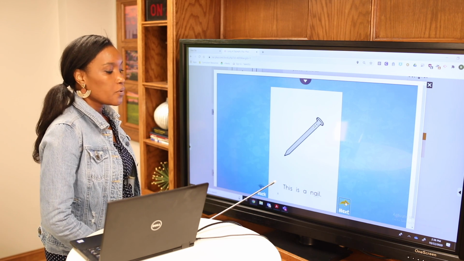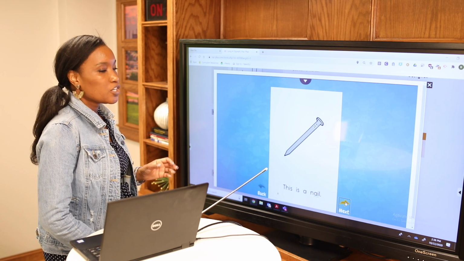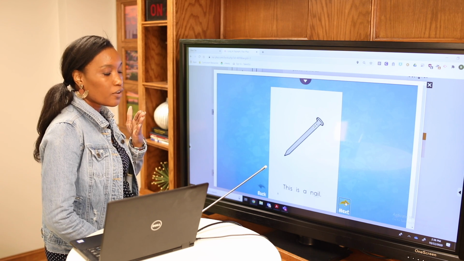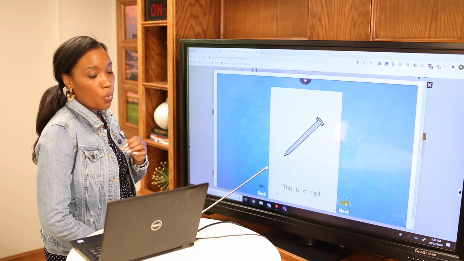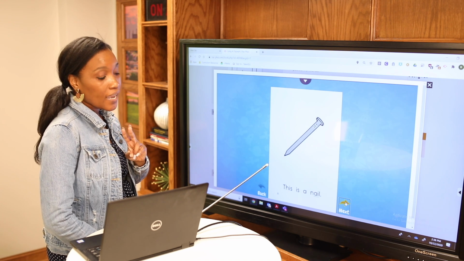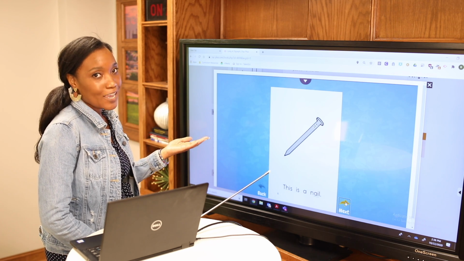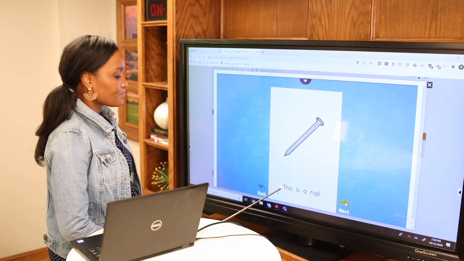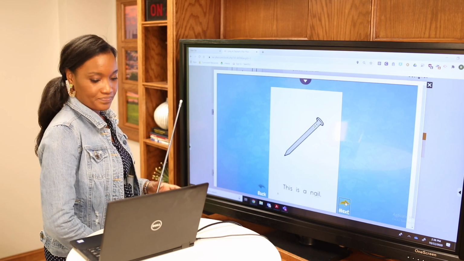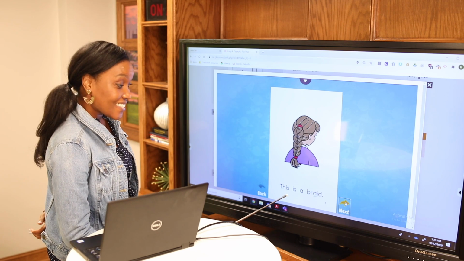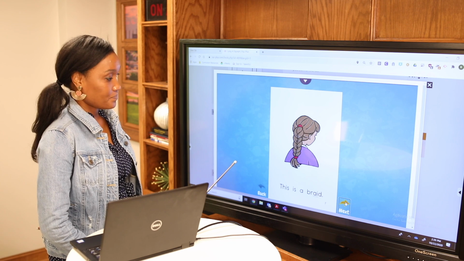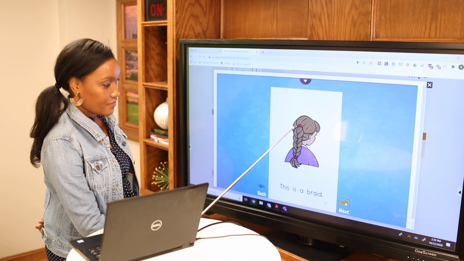L. Remember what I said? Make sure you stop your sound for your consonant before you move on to your vowel. You do not want to say the vowel sound twice because you won't say the word correctly. This is a nail. This is a braid. Look at that.